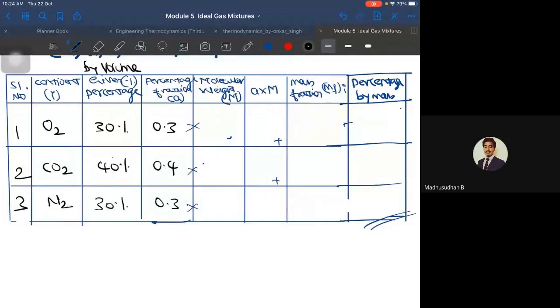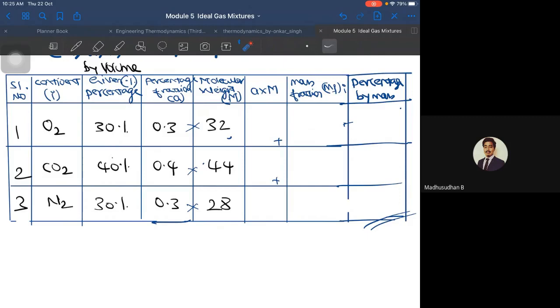Now I need the molecular weight. What is the molecular weight of oxygen? 32. Next, what is the molecular weight of CO2? 44. N2, 28. You need to remember this, all of you. They will not be giving these in the question. You need to remember these values.